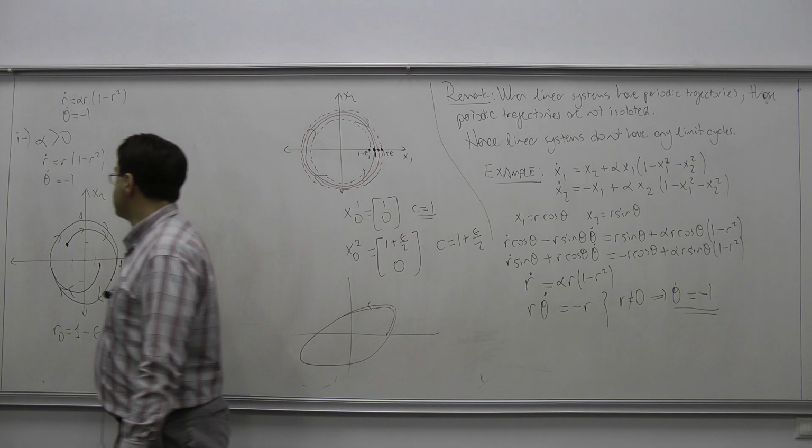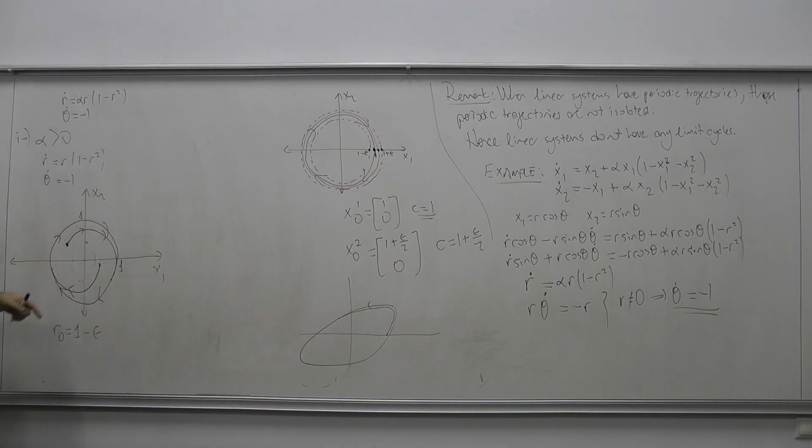Okay? What happens if I look at the outside? If I start the system somewhere infinitesimally close to this periodic trajectory, but with larger radius than 1.